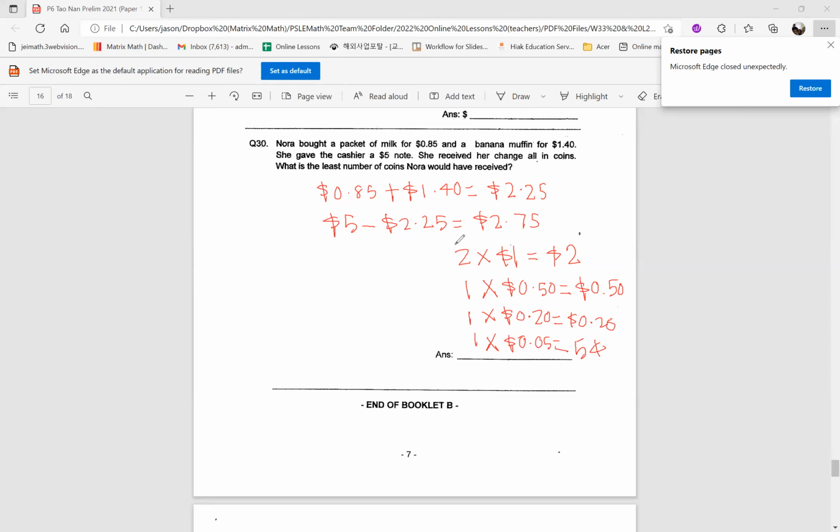Okay, then add up all these. 2 plus, show this, plus 1 plus 1 plus 1 equals 5. That's how you show and present your answer.